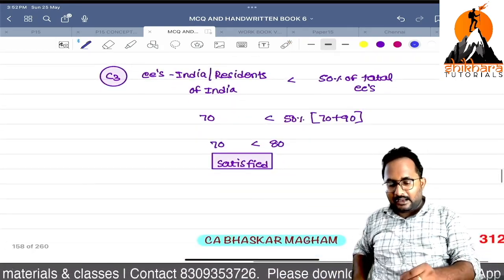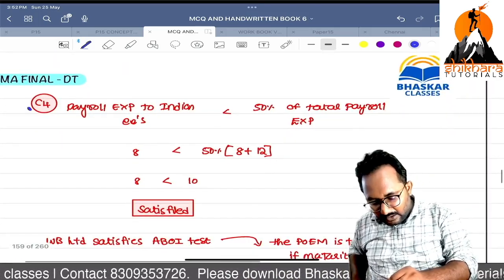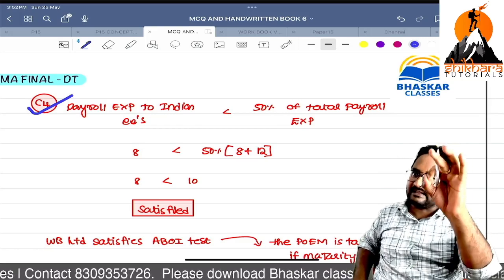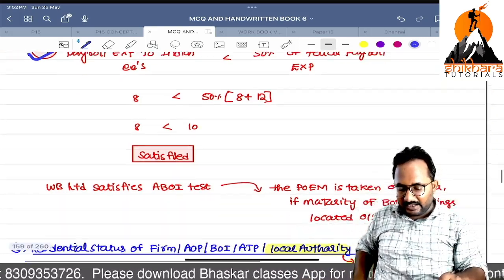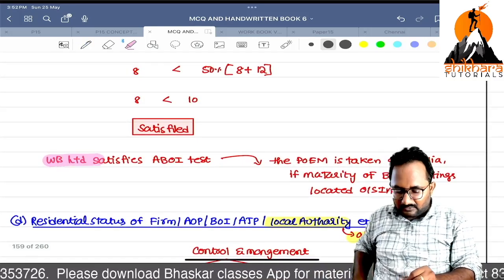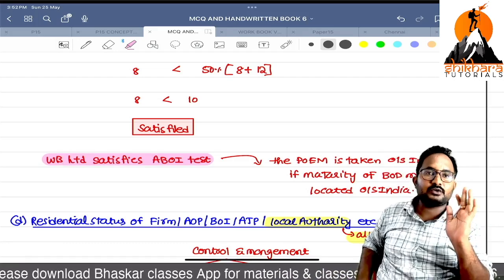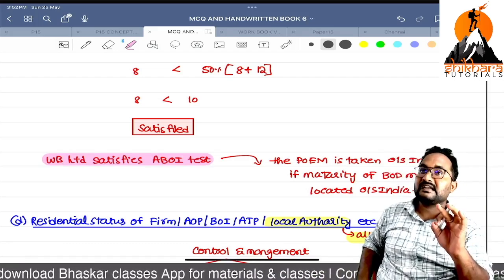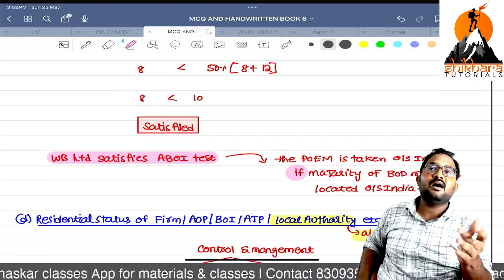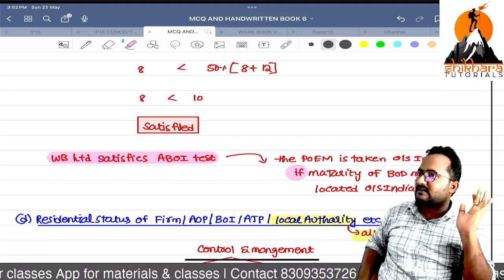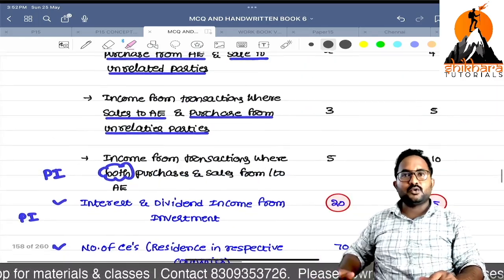Next, like number of employees you can check, as well as payroll condition also you can check. These are all satisfied only. Now, all the conditions are satisfied. That company satisfies the active business outside India. Now we have to check POEM outside India if the majority of board meetings are located where? Outside India. This is the only question they will give you. If you know the provision, then you can use this theory and you can write very well.